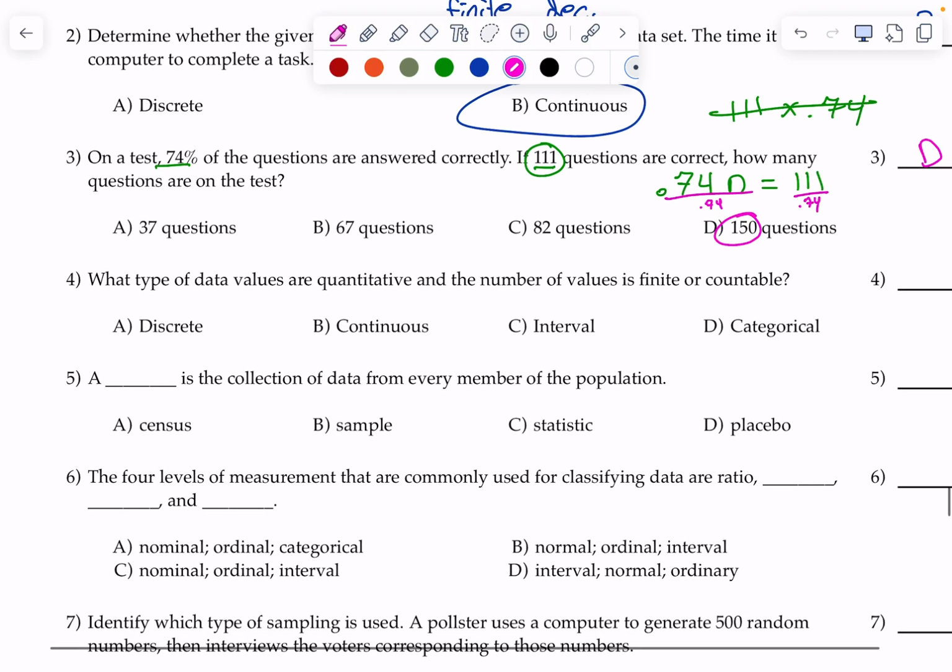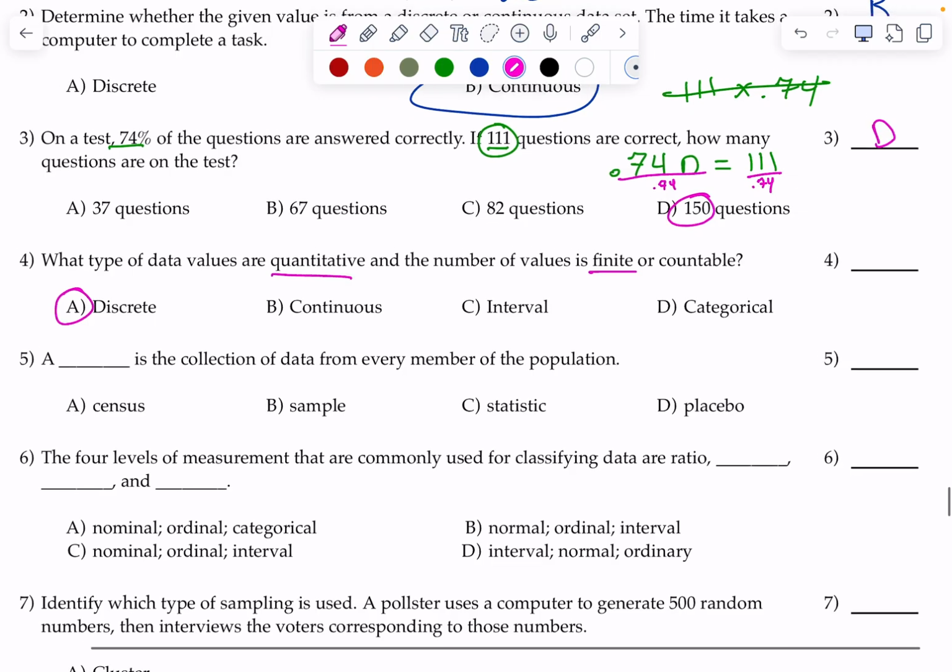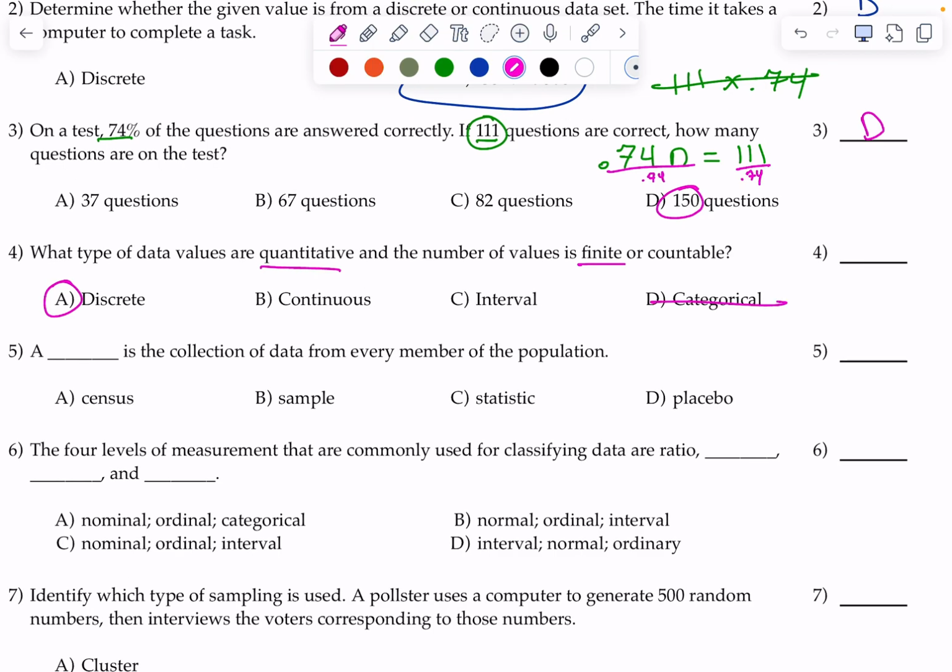All right, what type of data values are quantitative and the number of values is finite or countable? Discrete, finite, countable. Yeah, categorical is not quantitative. The only ones that make sense are discrete, continuous. I guess the interval is a quantitative value, but finite, countable has to be a discrete, okay? A blank is the collection of data from every member of the population. A census, they do like the U.S. Census, right? That's every single member of the population. Got it?